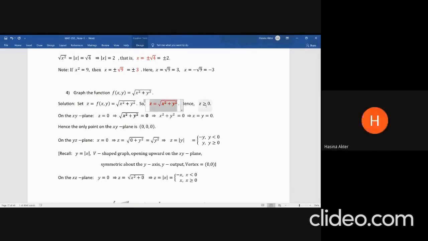Now you just need to understand that since I have taught you how to find the domain, look at the equation. You have a square root, and inside the square root you have a sum of two squares. That means x and y can be anything. That means the domain of this function is the whole xy plane. Do you understand that?